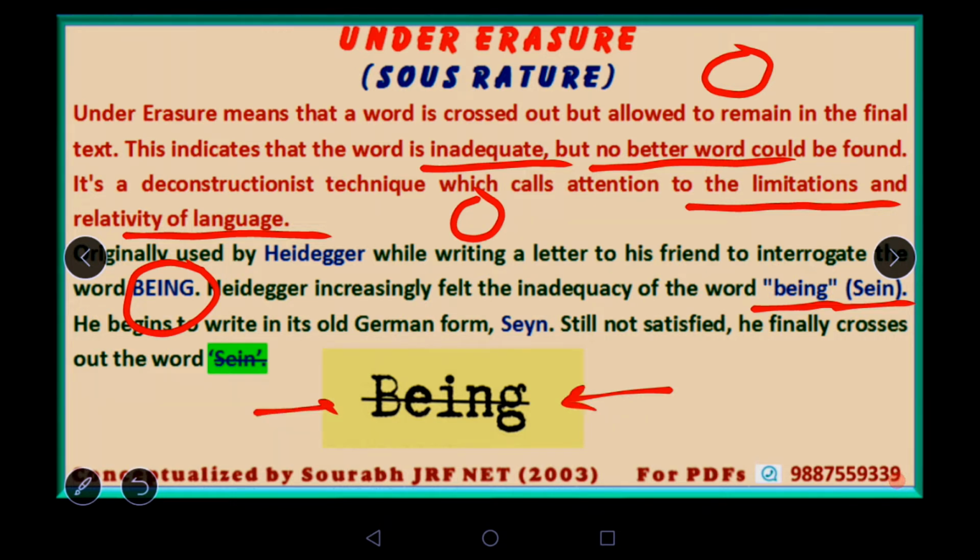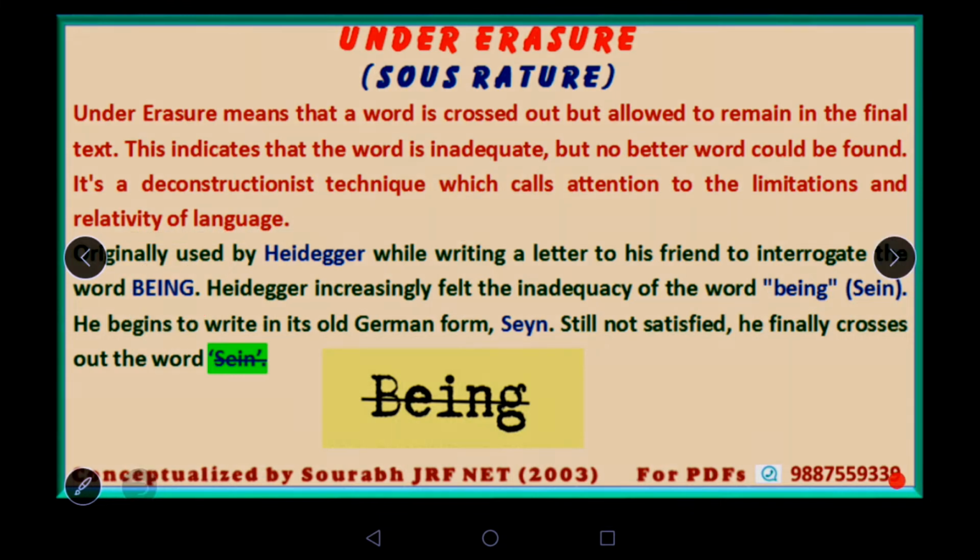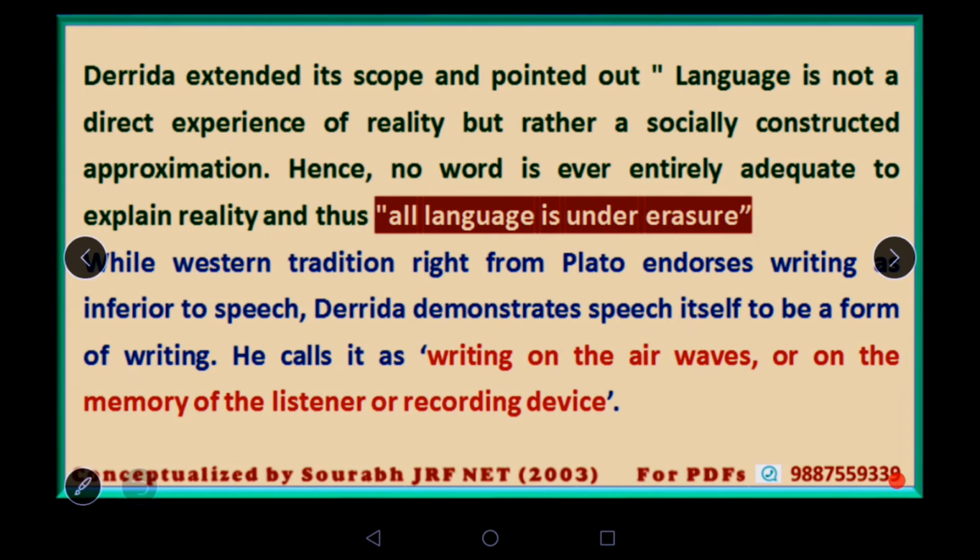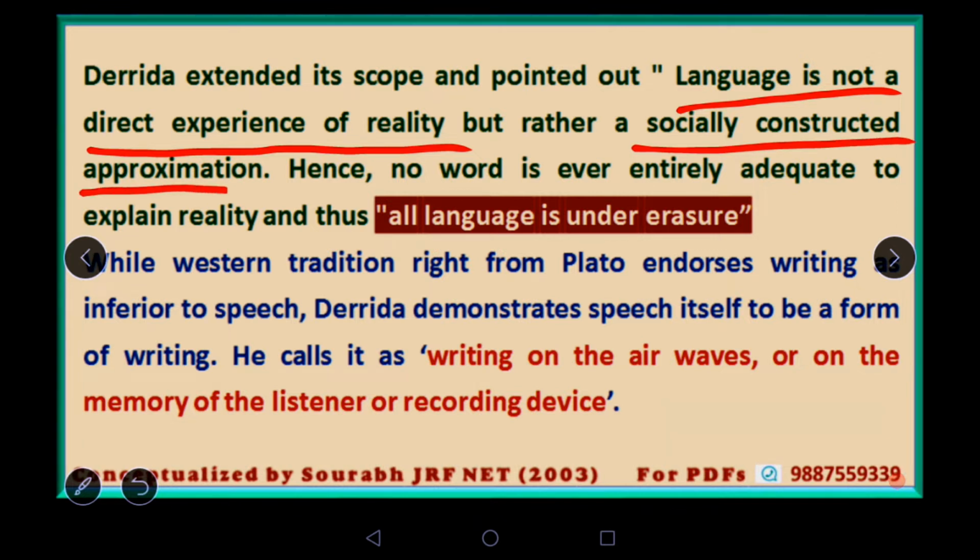This basically shows that the writer or the theorist feels the inadequacy of language to convey the finality of meaning. Language can just give you an idea, we can say a reference, but it cannot conclude the meaning. Derrida extended its scope and pointed out, look at language, look at this particular point. Language is not a direct experience of reality, but rather a socially constructed approximation.